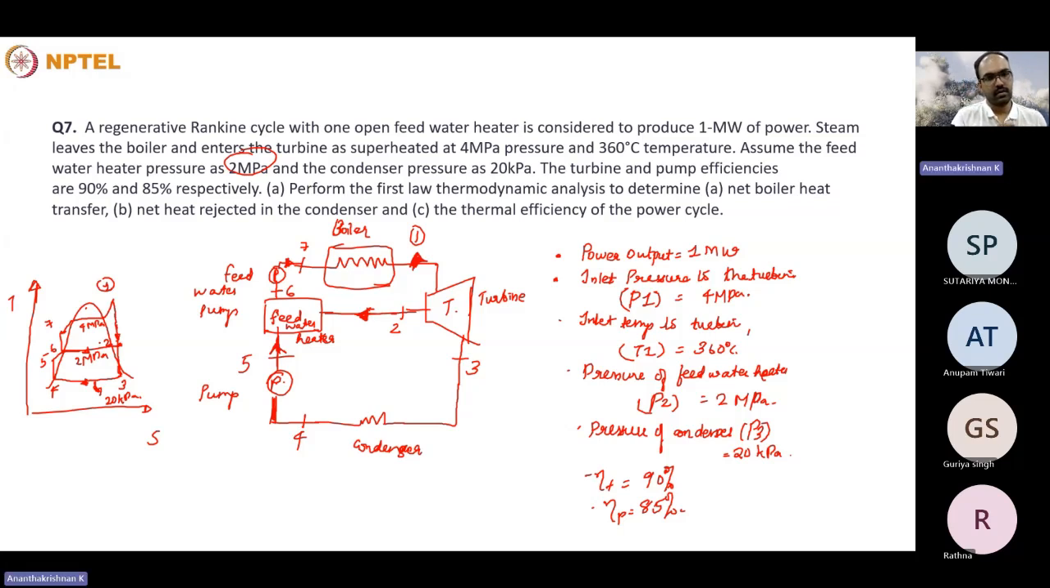We need to seek the help of a steam table, where it can give the properties of water in the saturated state as well as in the superheated regions and also in the subcooled region in certain cases. So I'll give the data in this case and we can try to solve it.